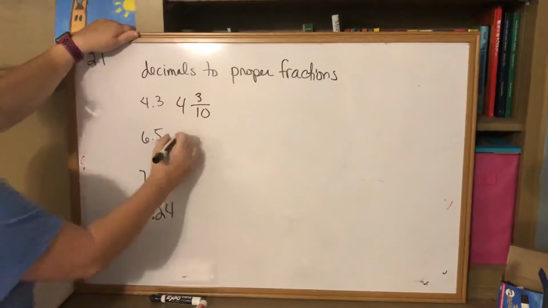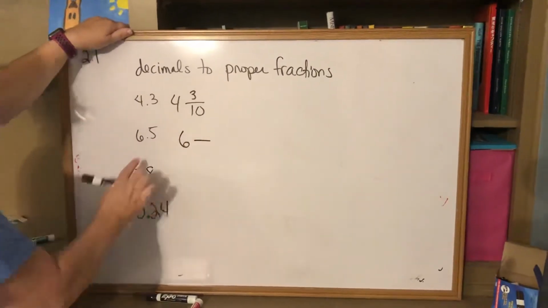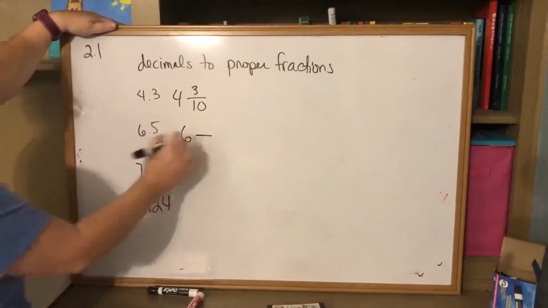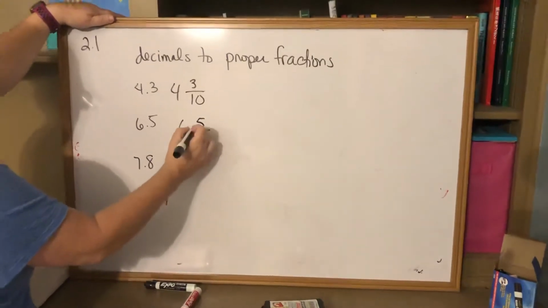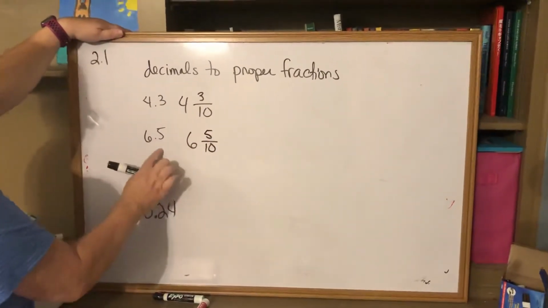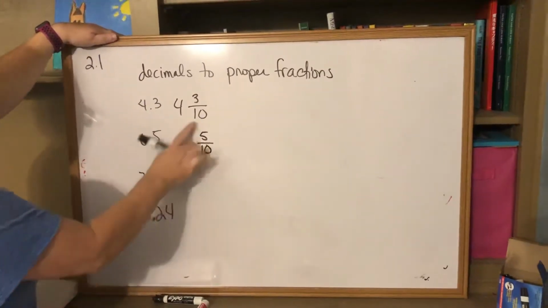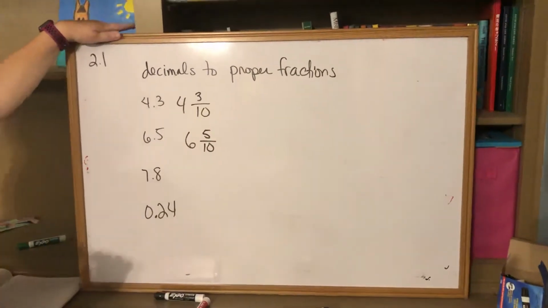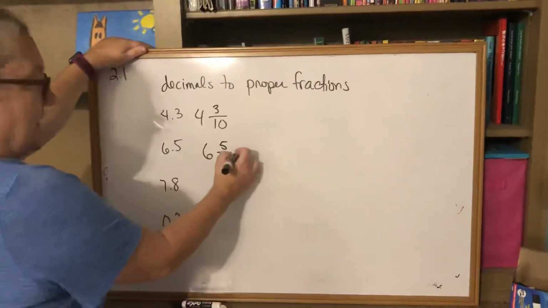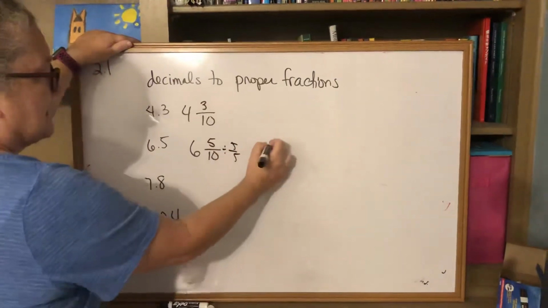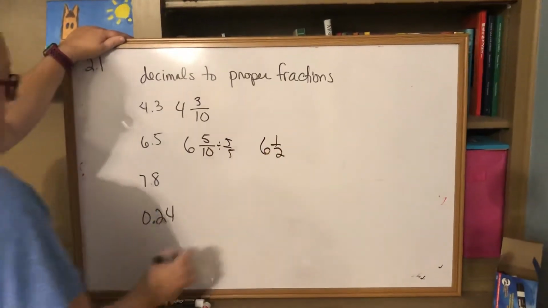Now we'd have 6 as our whole number, fraction bar, and the 5 is the fraction, so 5 over 10, because it's 5/10. 6 and 5/10. But we need to write it as a proper fraction. That means it needs to be simplified. So here we can divide out a 5 over 5 to get 6 and 1/2.